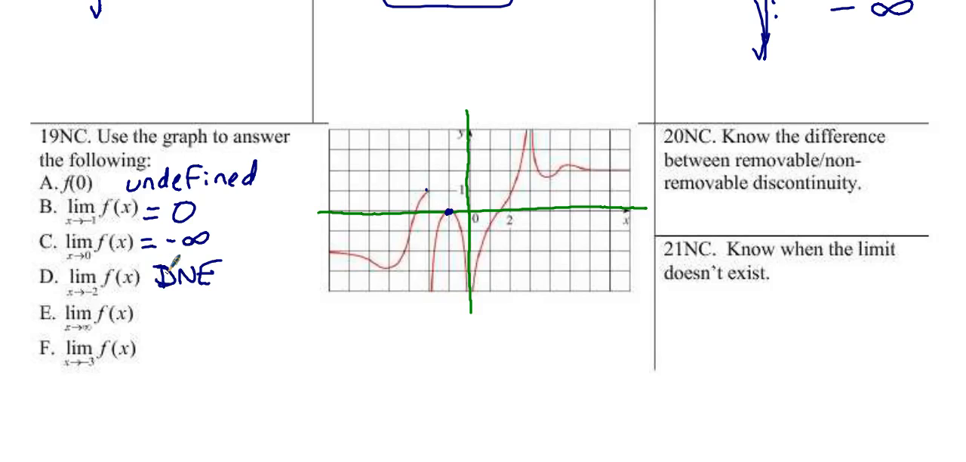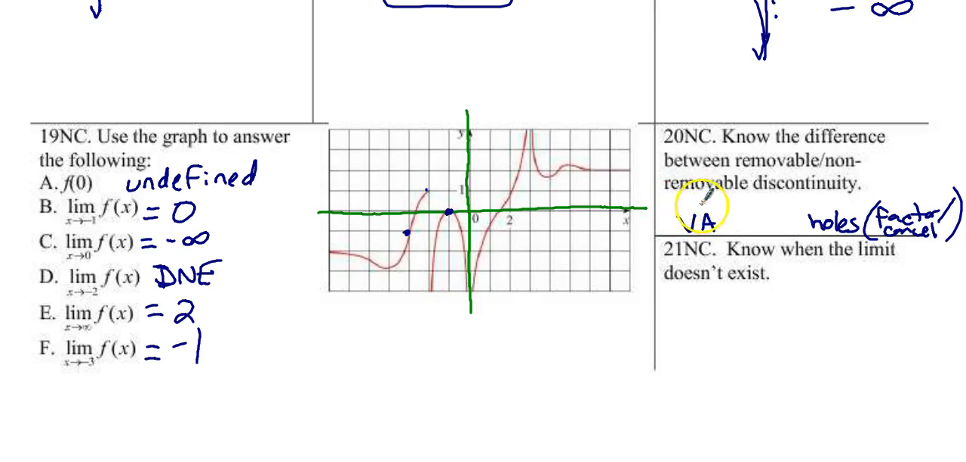As x approaches infinity means to the right, as we go out to the right forever, it levels off. It has a horizontal asymptote up at 2. And as x goes to negative 3, 1, 2, 3, negative 3, we're at negative 1. And number 20 says, know the difference between removable and non-removable discontinuity. Non-removable are vertical asymptotes, and they cannot be canceled out. Removable are holes, and you can factor and cancel.